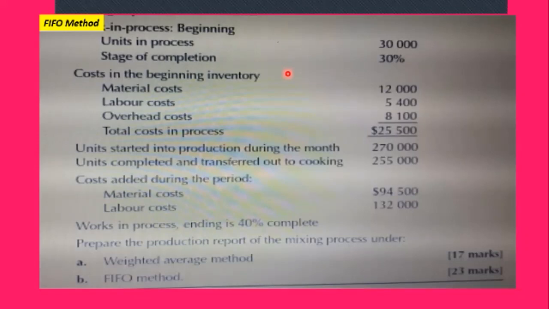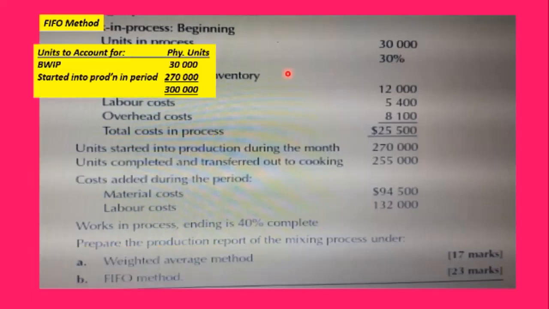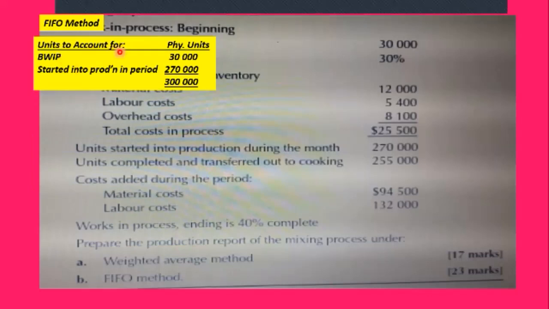The first thing you should always do when approaching a problem like this is to account for the units. So the units to account for, the physical units, are the beginning work in process of 30,000 here, and what you started into production during the month, 270,000. Okay, giving you a total of 300,000 units you have to account for. Right. Next, you account for the units.